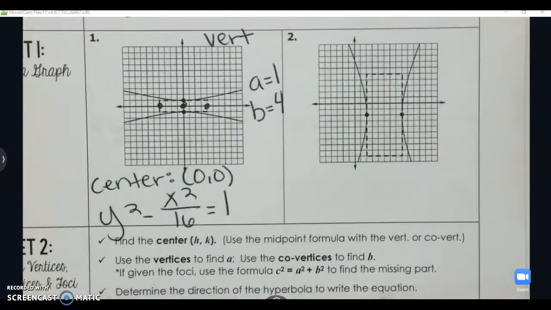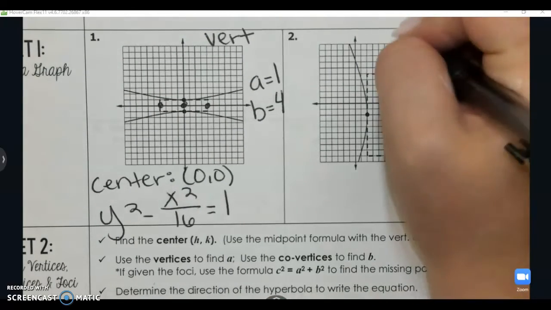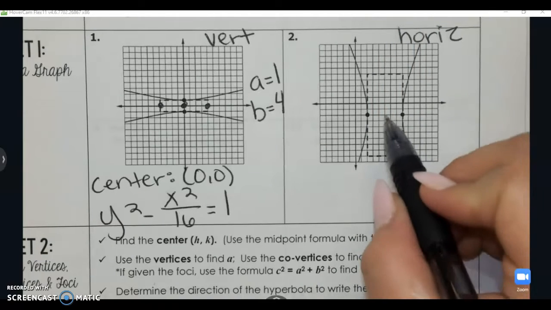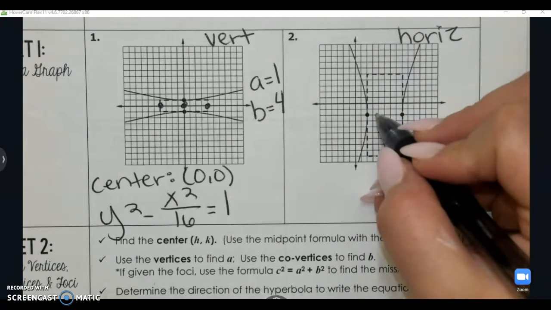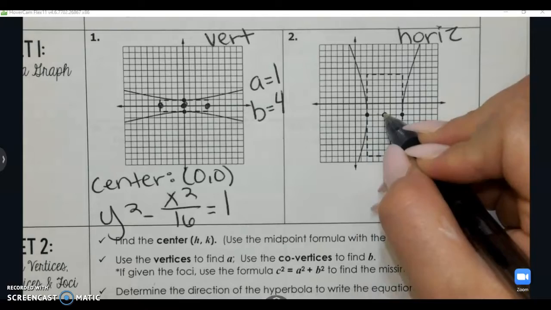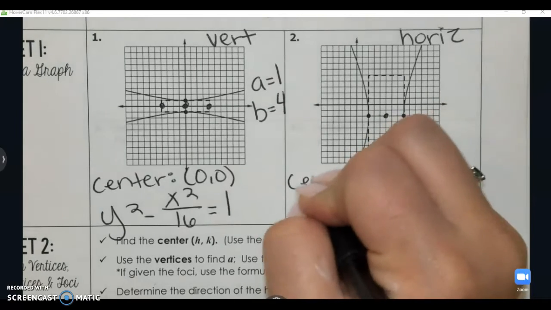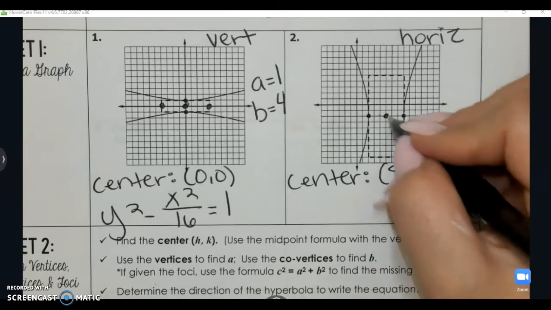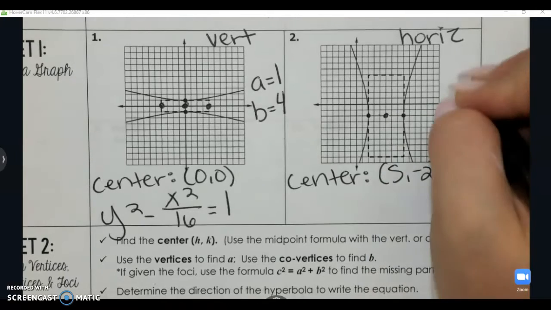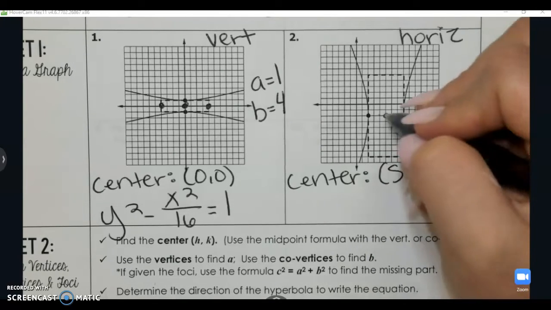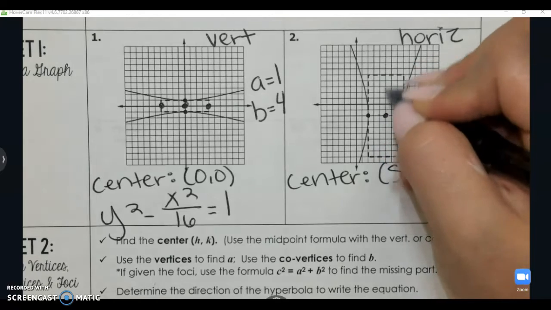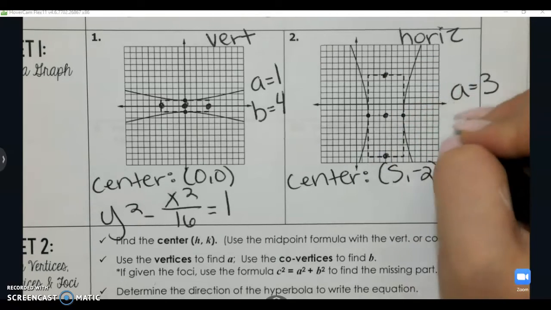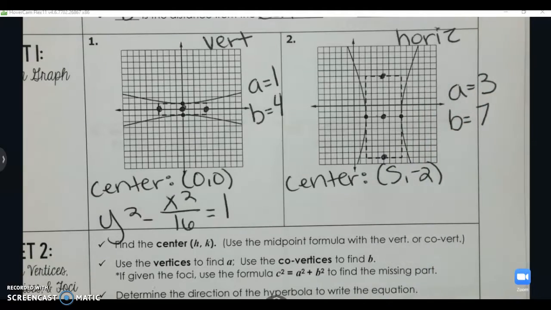Let's do that again on number 2. This is a horizontal hyperbola because it's open left and right. And then I'm given my vertices again. So if I look in between, that's going to be my center, and that is at the point 5, -2. And that center is 3 away from each of my vertices, so that means a is 3. Then again, we're given that central rectangle, so I can identify my co-vertices. And if I count, they are 7 away, so that means b is 7.